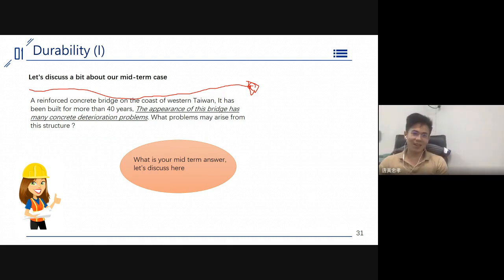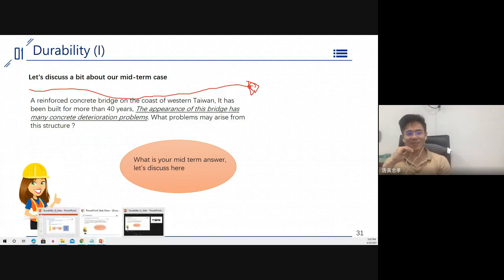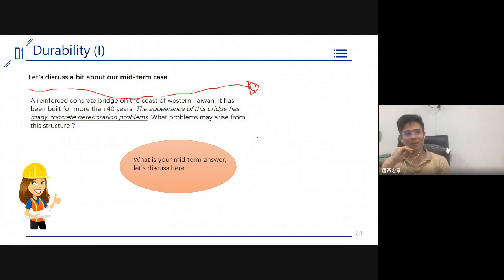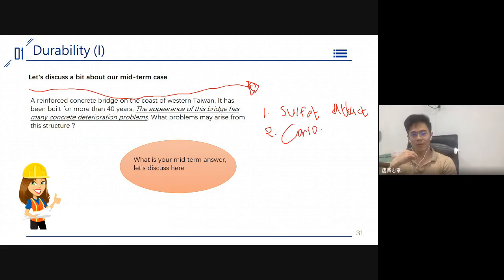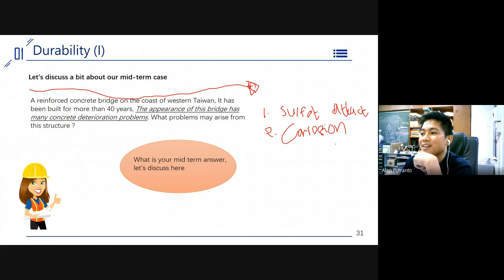Okay. Can you hear me clearly? I'm sorry. Yeah. Okay, so in the midterm exam, I think that the problem is the sulfate attack, or maybe the long operation time. So it makes our concrete have some corrosion. Okay, sulfate attack. And then the other one is corrosion. Yeah, corrosion. Okay. The others, maybe they have something in mind.